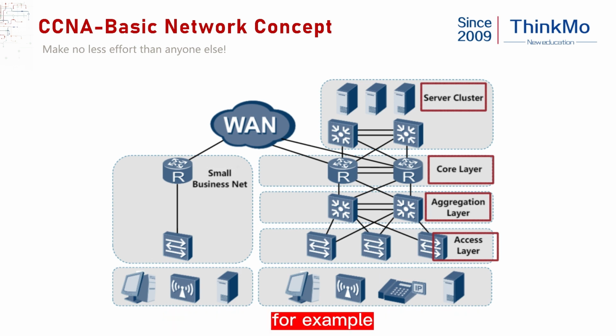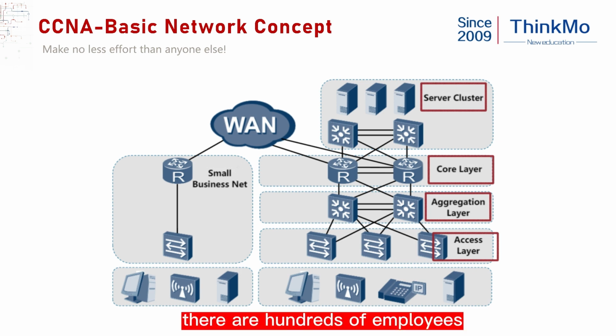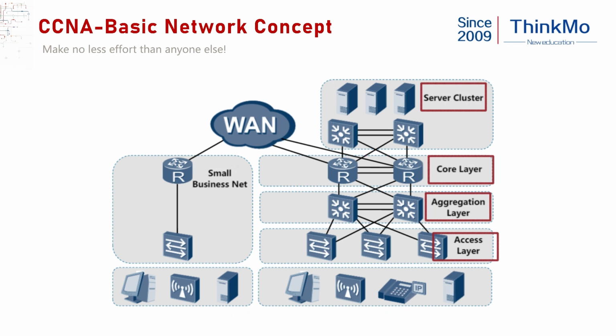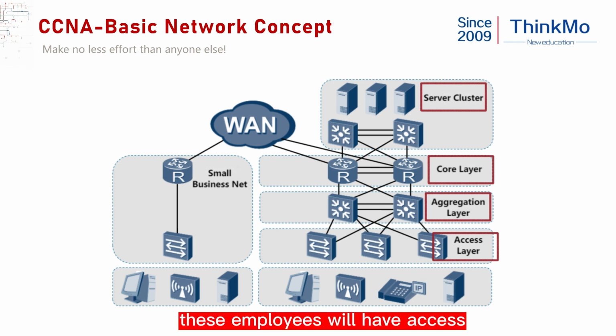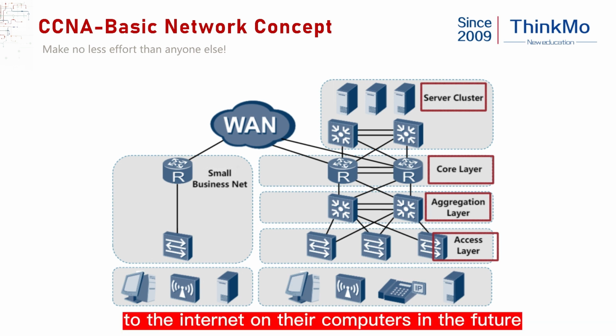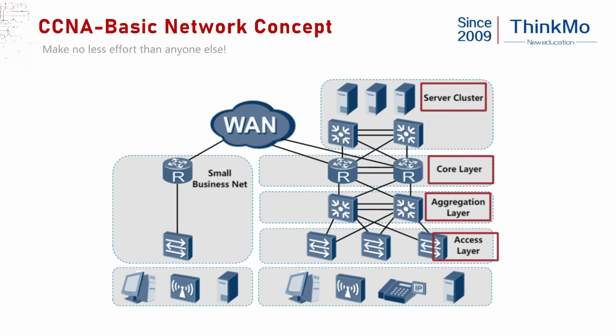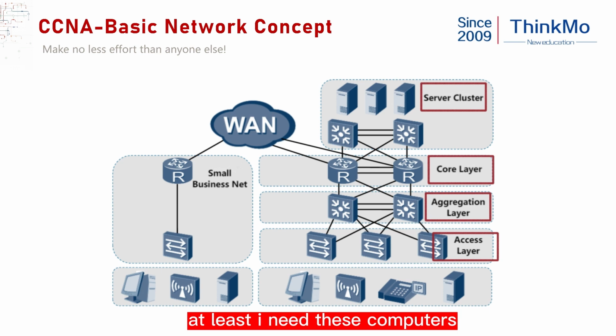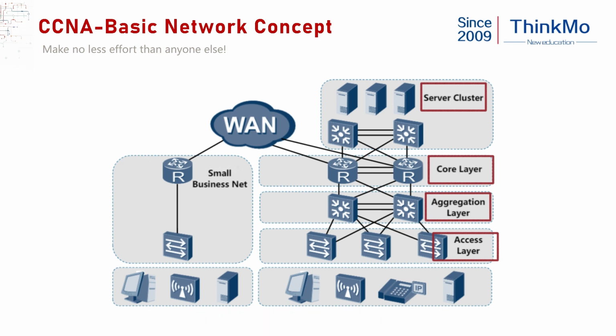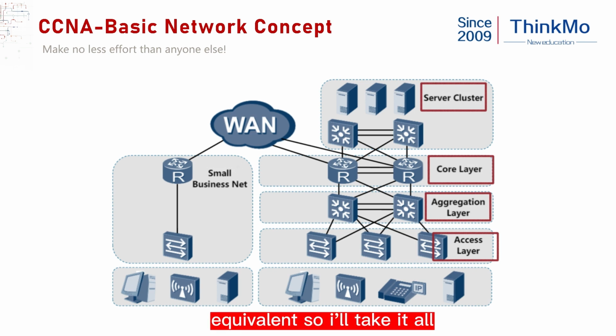For example, there are hundreds of employees, or hundreds of employees in a company. These employees will have access to the internet on their computers in the future. How does it get on the computer? At least I need to get these computers together first, then make it an access.